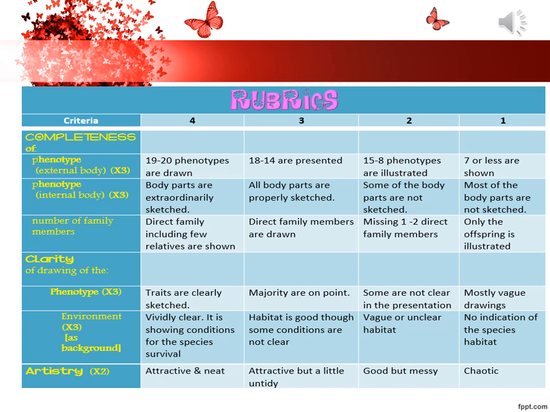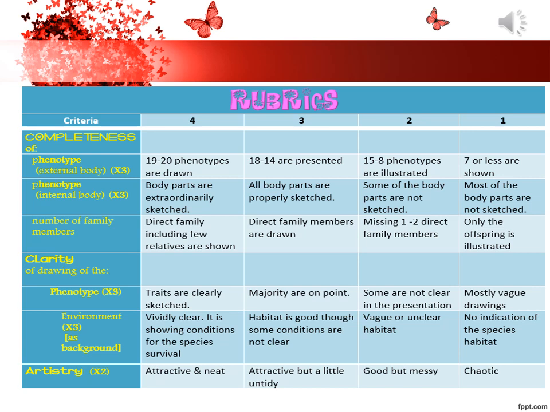For completeness, number of family members. So you'll get 4 if you are drawing direct family. When we say direct family, it's mother, father, and the offspring. But if you include some relatives, maybe just 1 or 2, then you'll get 4. And 3, 2, 1, and for the specific outcome.